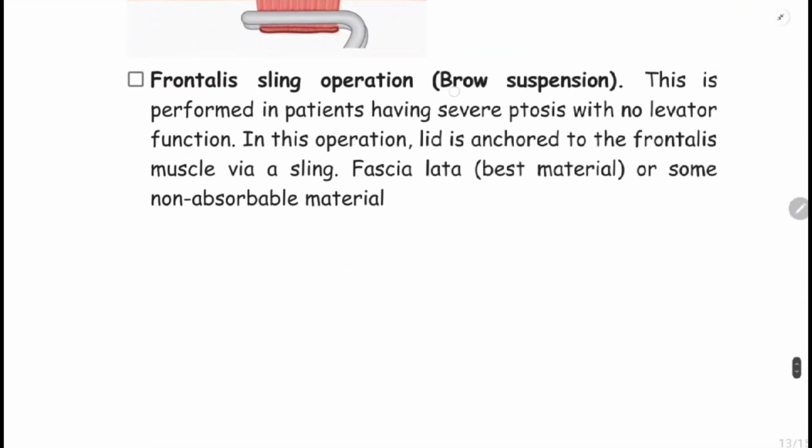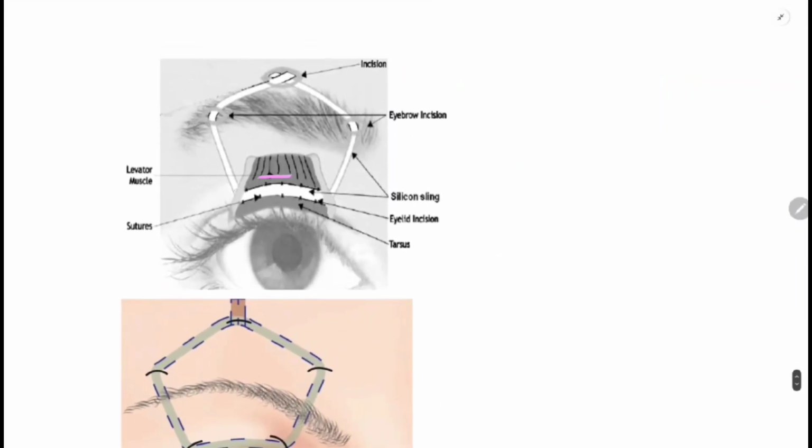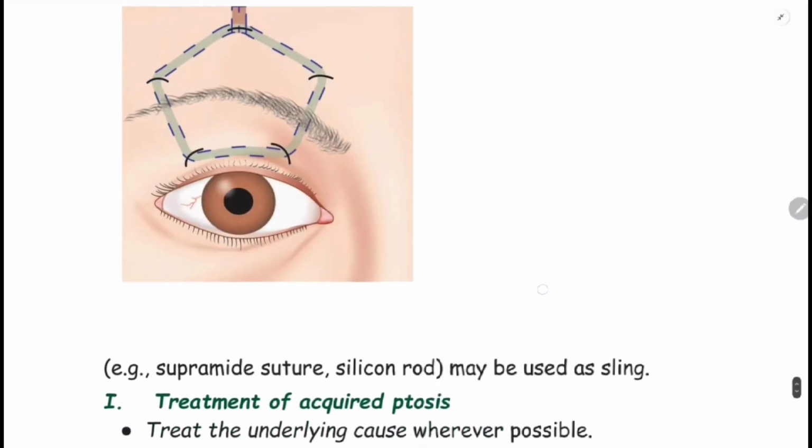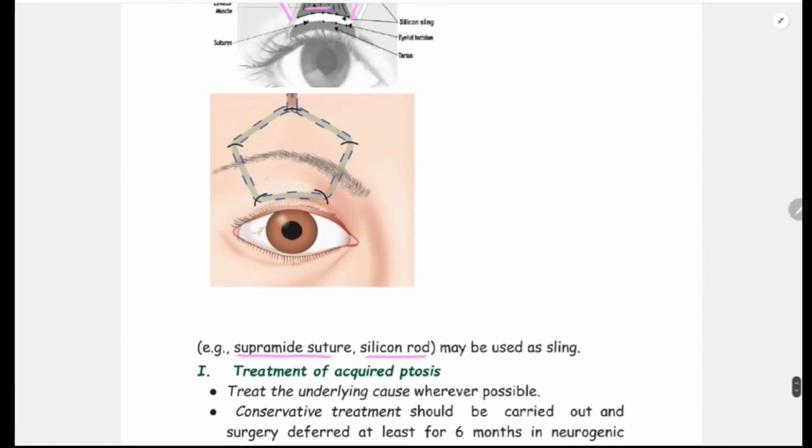Next operation is brow suspension, that is a frontalis sling surgery. This is performed in patients having severe ptosis with no levator function. In this operation, the lid is anchored to the frontalis muscle via a sling. It can be fascia lata, which is the best material, or some non-absorbable material. So we can see the lid is attached using a sling. Non-absorbable sutures like Supramid suture or silicone rod can be used as a sling here.